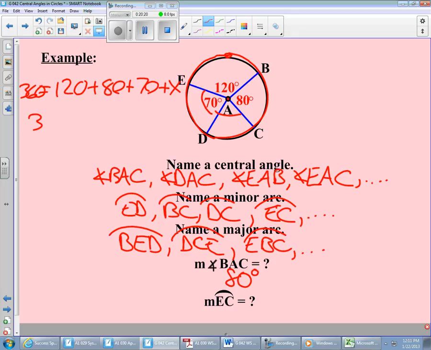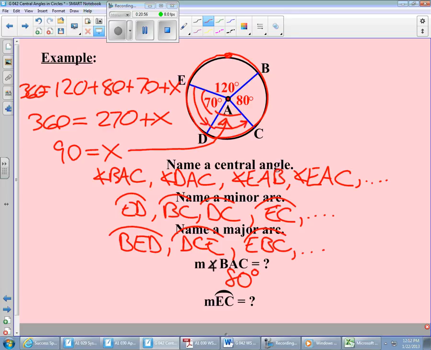Let's see what we have here. 360 equals 120 plus 80 is 200, and another 70 is 270. So the only thing to do to solve for x would be to subtract the 270 from the other side. And as it turns out, we were missing a right angle inside of there. So if angle DAC is 90 degrees, what does that tell us about the measure of arc EC? We have 70 degrees from here to there, 90 more degrees from there to there, so that gives you 160 degrees. There you go.